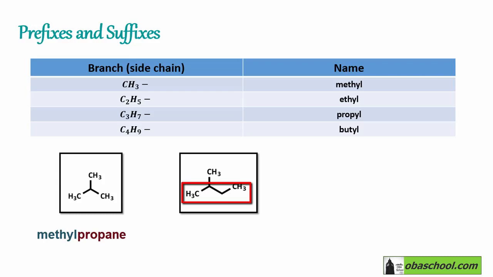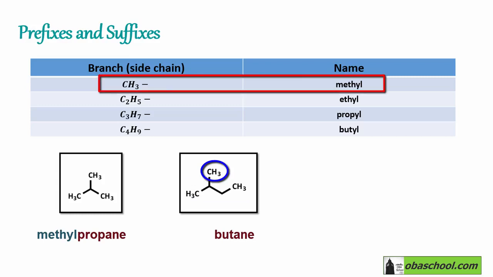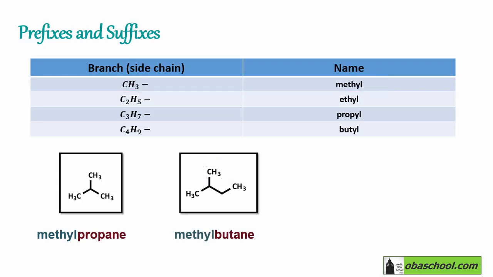So the name of the main chain is butane. We have 4 carbon atoms with single bonds. This is the sided chain, and it contains only one carbon atom, so its name will be methyl. So this is methyl butane.